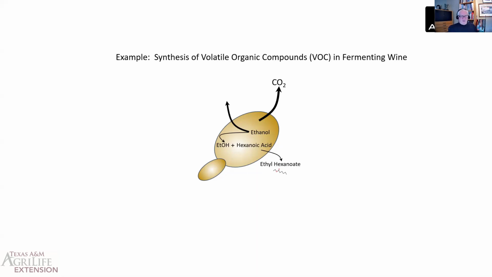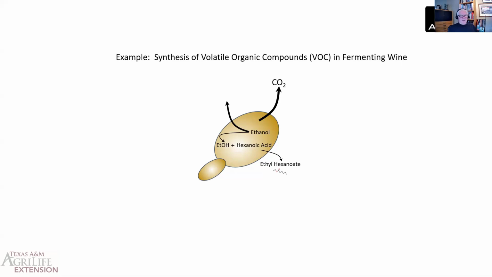It's one of the important aroma compounds in wine. So we take two things that don't have very much odor and combine them and produce something that has a whole lot of odor, in this case, ethyl hexanoate. Now, I'm going to use that compound for a lot of my discussion here, but believe me, there are a lot more than ethyl hexanoate that's produced by the yeast cell.